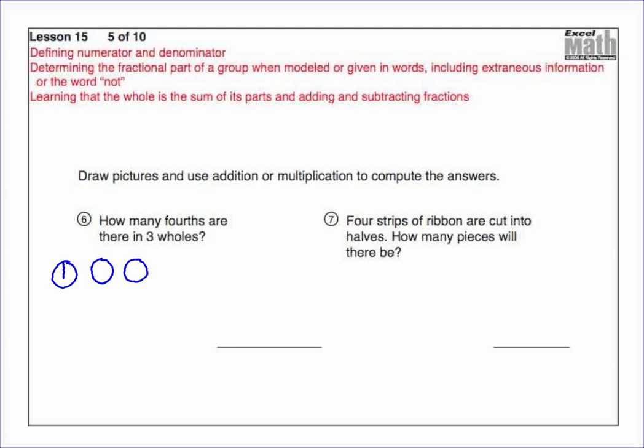Well, if we cut each pizza into fourths, we can see that we're getting 4 pieces in each pizza. So we can do 4 plus 4 plus 4 to figure out how many that is. Or a shortcut for repeated addition is multiplication. 4 times 3 is equal to 12. And so the answer is 12 fourths.